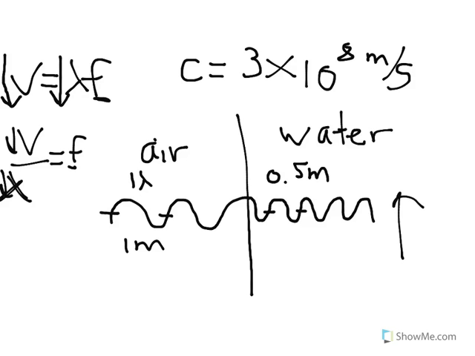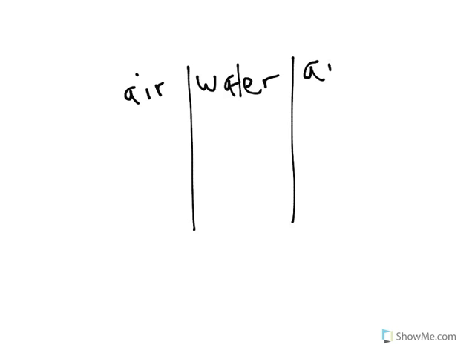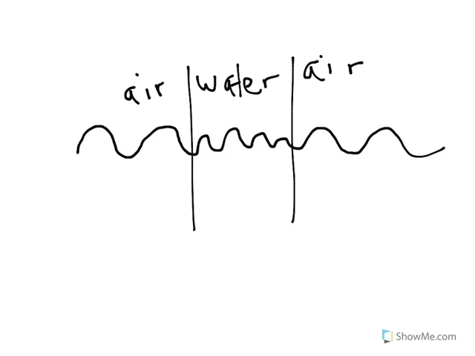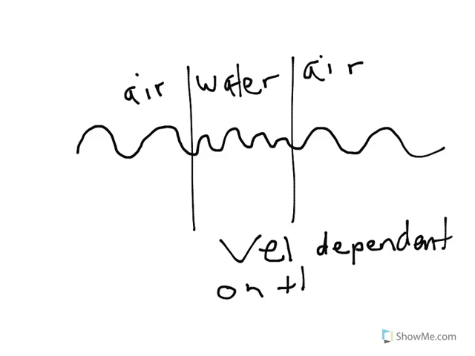Now, if that medium was to stop, so let's say I had air here, and then I entered water, and then it came out on the other side onto air again, it's going to go back to what it was before. So if the wavelength was this before, and it changes in water, it's going to go right back to what it was before. So the velocity of a wave is dependent on the medium.